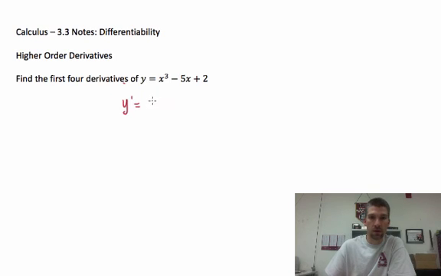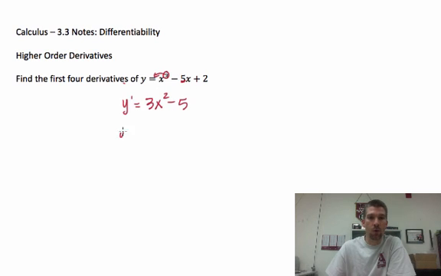So 3x squared minus 5. There's your first derivative right there. That's all there is to it. Remember, 3 times the number in front, which is 1, and subtract 1 from the exponent. On the 5, since the exponent on the x is just 1, that's all it is. And the 2 becomes a 0.